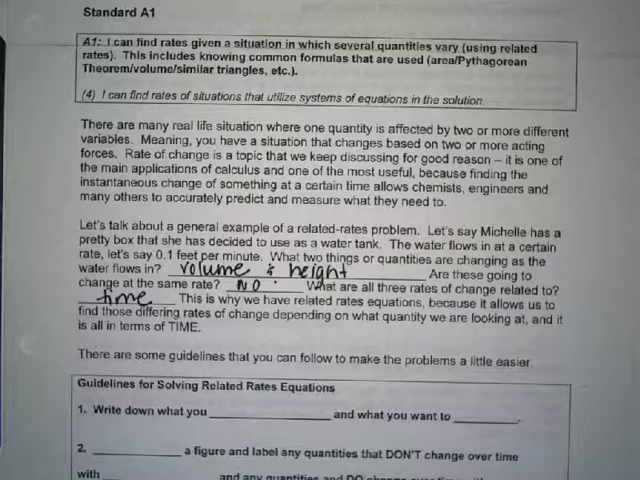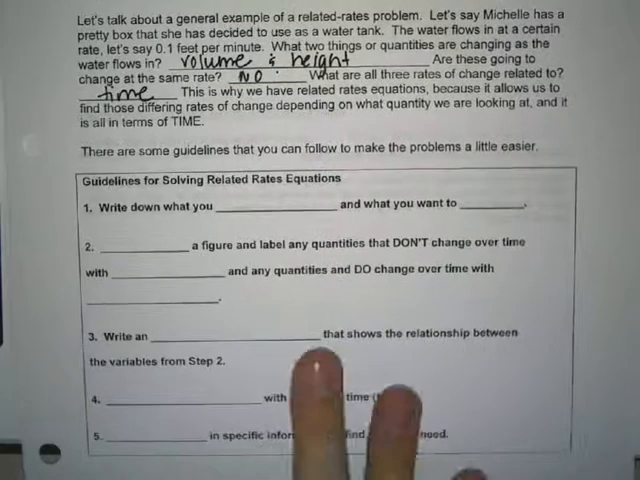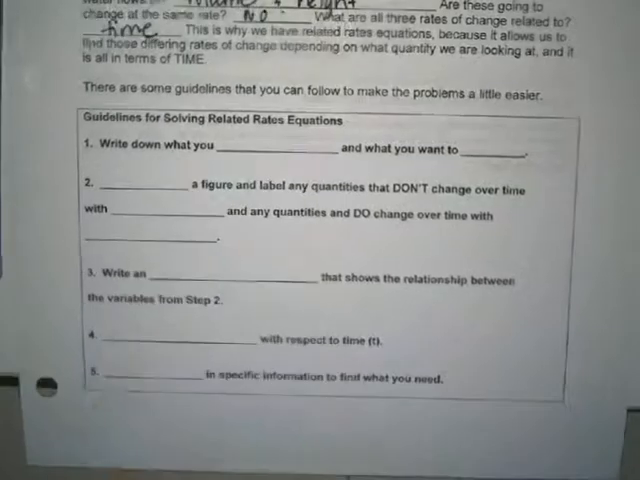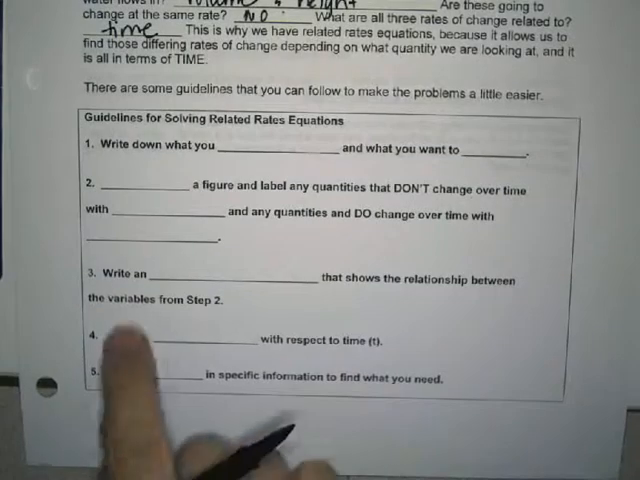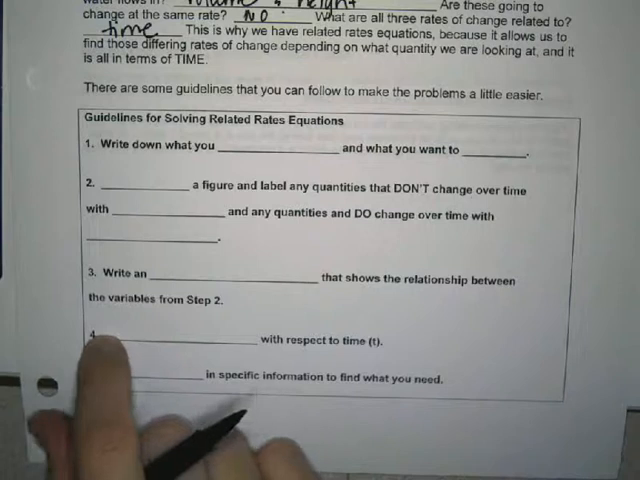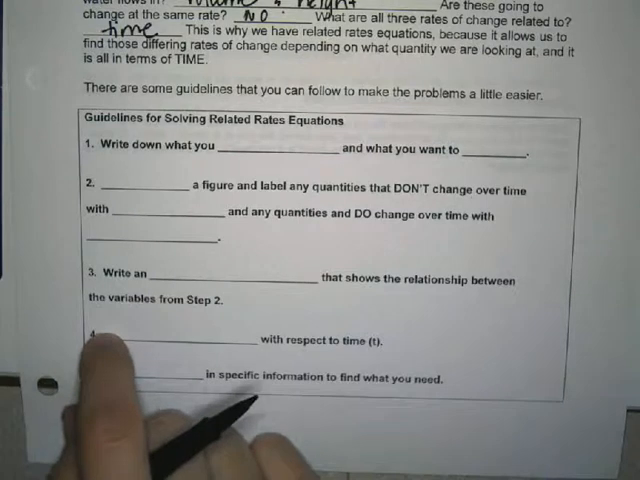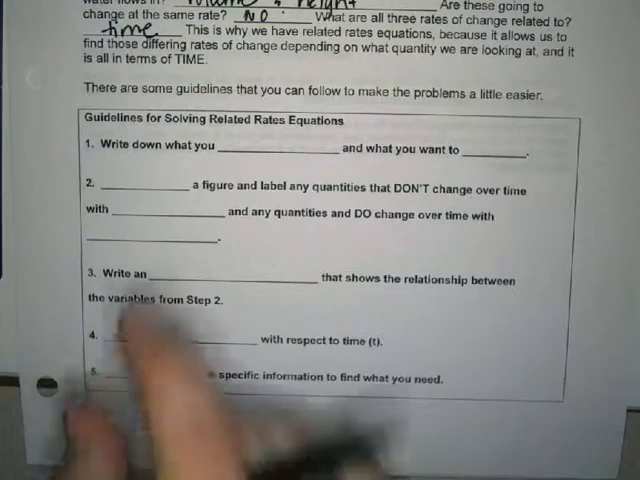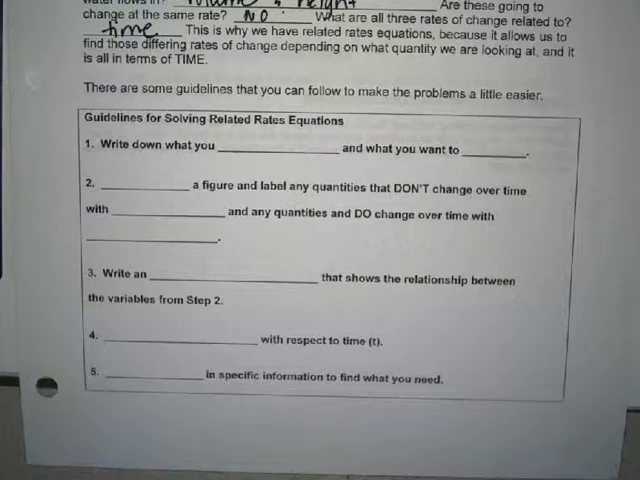There are some guidelines that you can follow to make the problems a little easier. And I will say that some of this stuff, it's pretty essential that you do, like step 3 you have to do before step 4. Do you have to label your steps? No. But initially it might make it easier to label your steps so that you know you're covering your bases of everything you have to do.